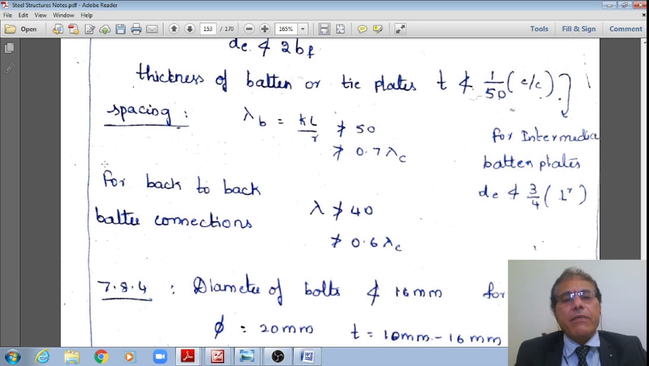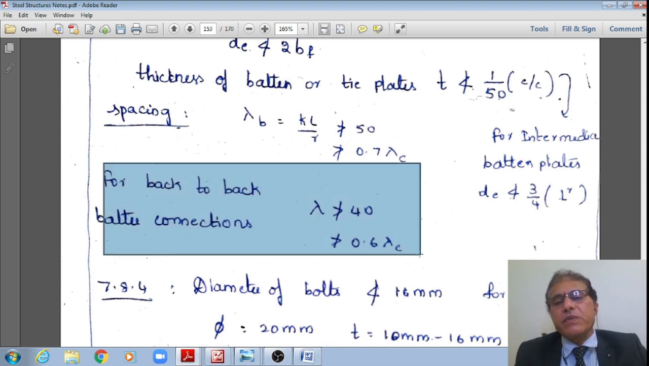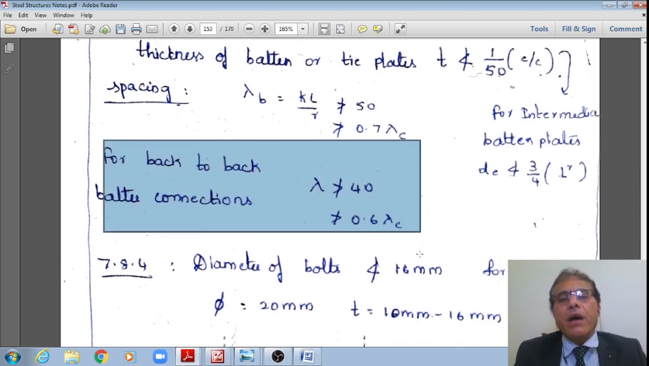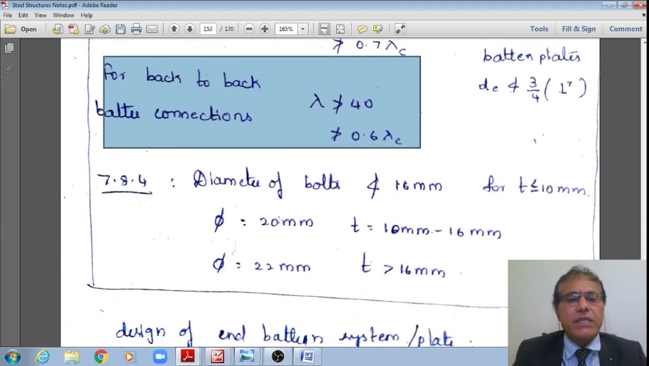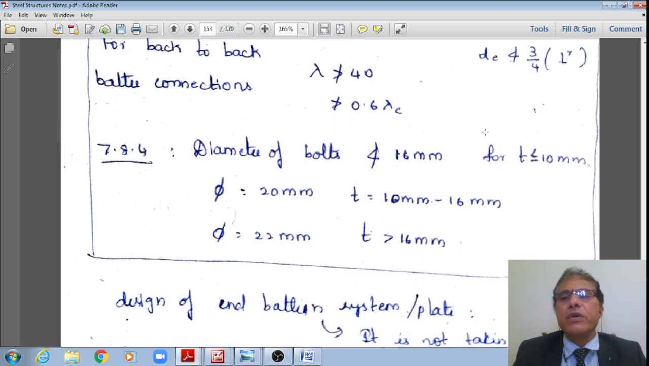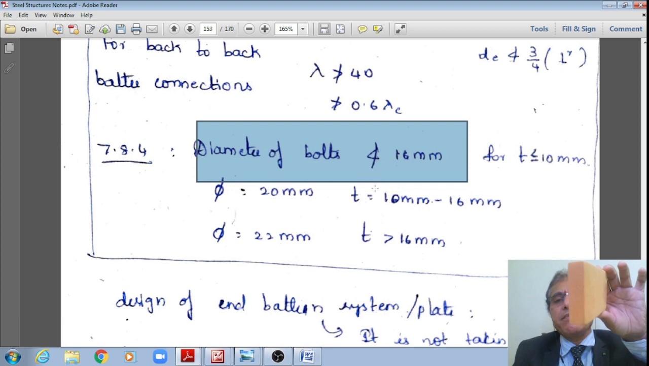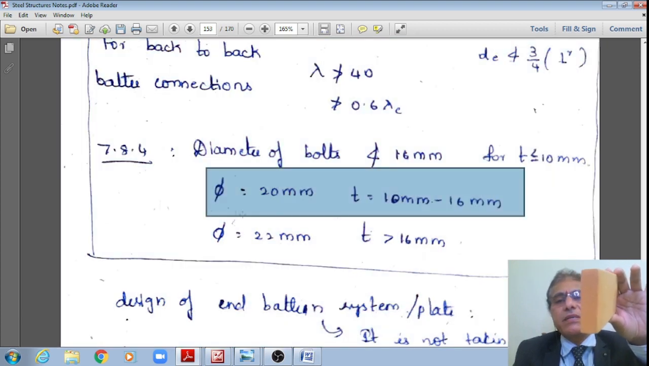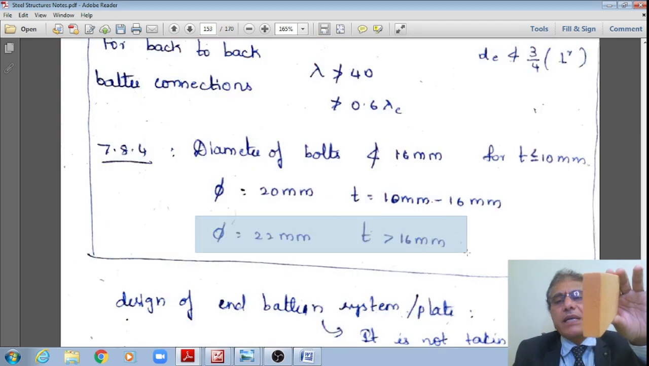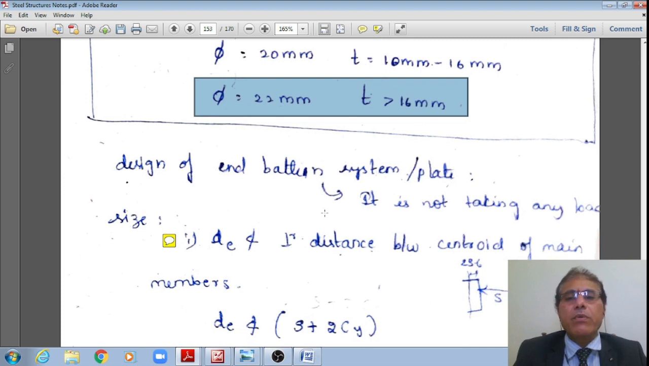For back to back battened connections, the spacing should be such that lambda should not be greater than 40 or 0.6 times the slenderness ratio. That also we have seen. And also, if the thickness is less than 10 mm, the diameter of the bolt should not be less than 16 mm. If the thickness is in between 10 to 16, then the diameter should be 16 mm. If the thickness is greater than 16 mm, the diameter should be 22 mm, right?